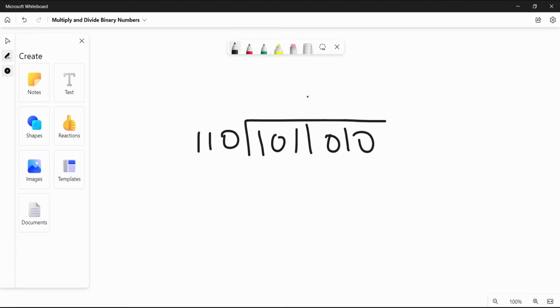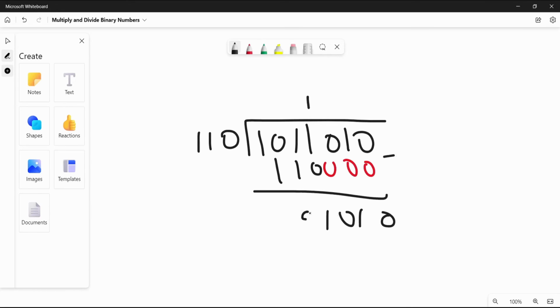So if I consider 8, that means I'll add 3 zeros to my original number. So I'll get 110 followed by 3 zeros. Now I'll subtract those numbers. So 0, 1, 0, 1, 0. This one will become 0. 2 minus 1 is 1.